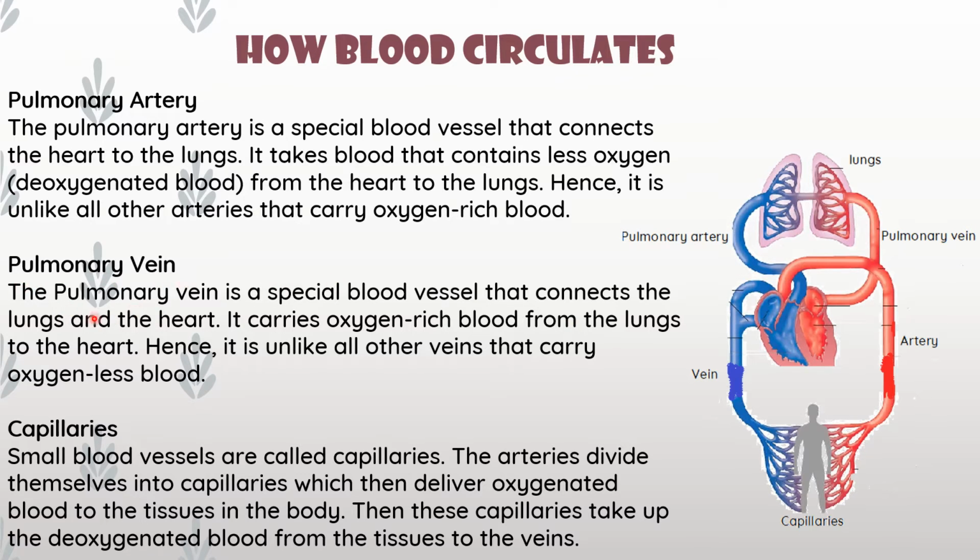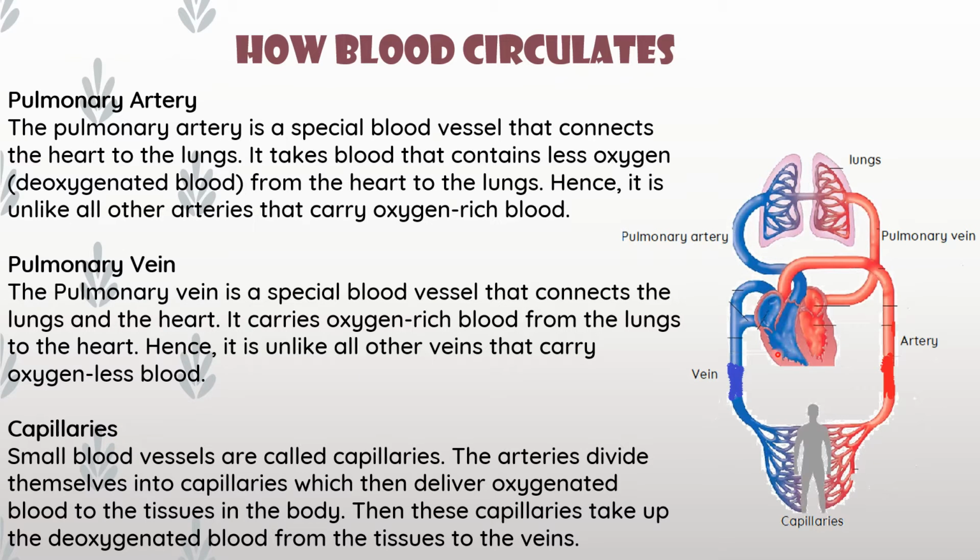Second one, the pulmonary vein. The pulmonary vein is a special blood vessel that connects the lungs to the heart. It carries oxygen rich blood from the lungs to the heart. Hence, it is unlike all other veins that carry oxygen less blood. We studied that veins carry oxygen less blood, or more carbon dioxide, but here the pulmonary vein connects the lungs to the heart and carries oxygen rich blood. So hope it is clear.